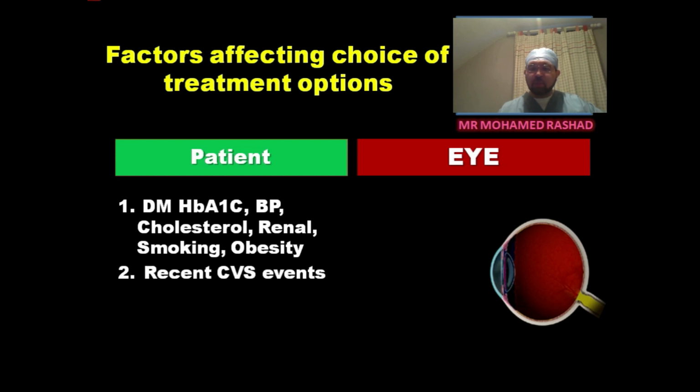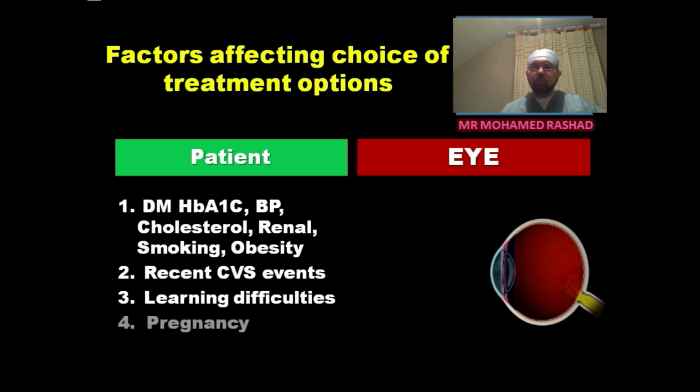We have to assess if the patient had recent cardiovascular events like myocardial infarction or heart attack or stroke. This will change the modality of the treatment. Learning difficulties as well will change the modality of treatment, whether the patient can sit at the slit lamp doing laser or not. This will be one of the factors that will decide our treatment options.